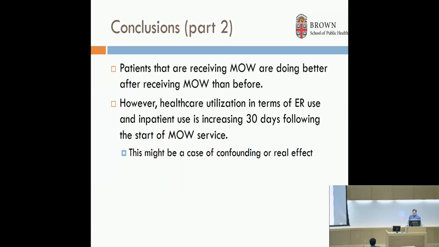Okay, so I'm almost out of time. What we see is that if I just compare the same Meals on Wheels recipients before and after, they're doing better after than before, but that's not a surprising idea. They are doing better. That's why they receive Meals on Wheels in the first place. They're on a good trajectory. That's what I meant. But we do see that they're using more ER and more inpatient use in the 30 days following.